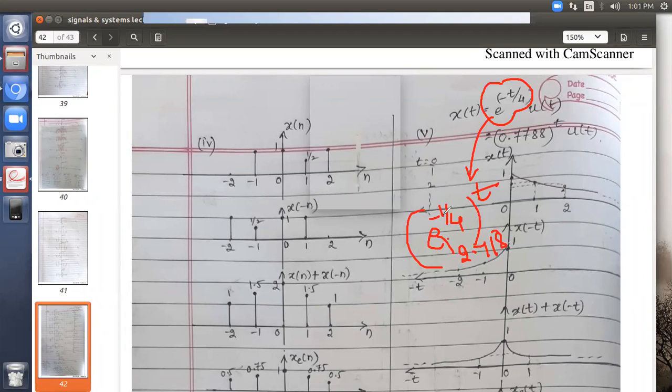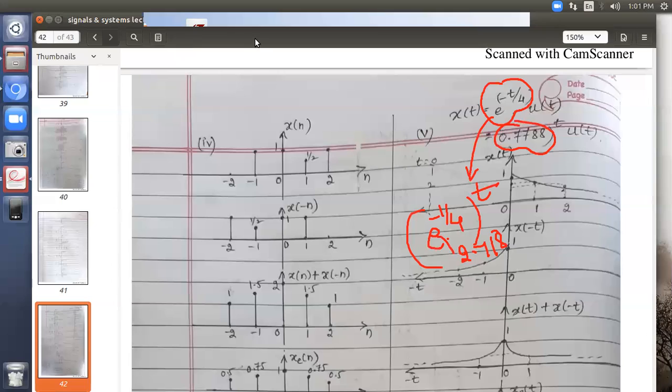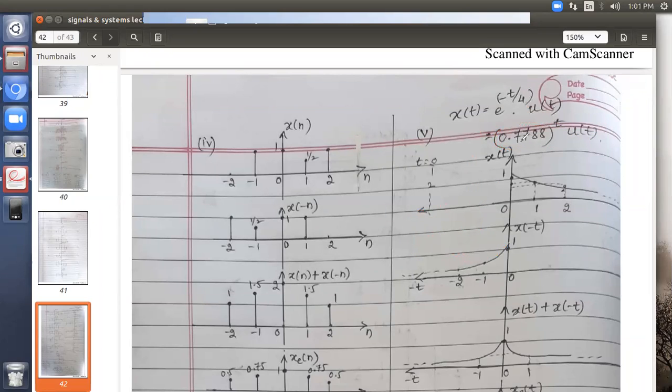e to the power of minus 1 by 4. Use your calculator, you will get approximately 0.7788. You can cross verify it. Raised to t into u of t. Okay. After this, what is the next step? I have to draw this. Let me just show you how to draw this.